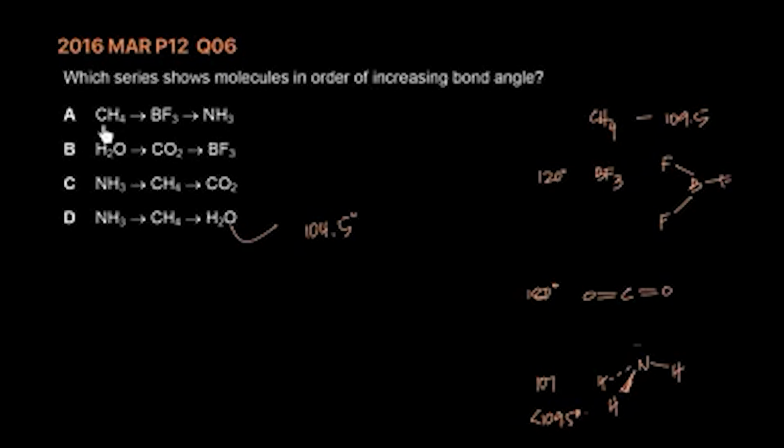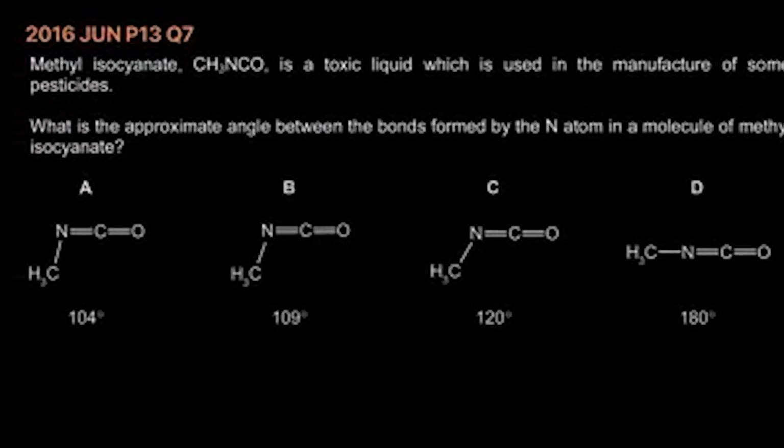Now, in option number C, it's 107, then 109, and then 180. So they are increasing. And the other options are going back and forth.